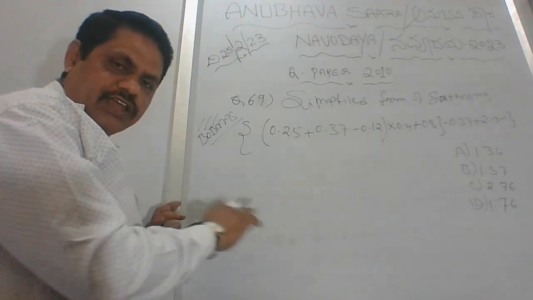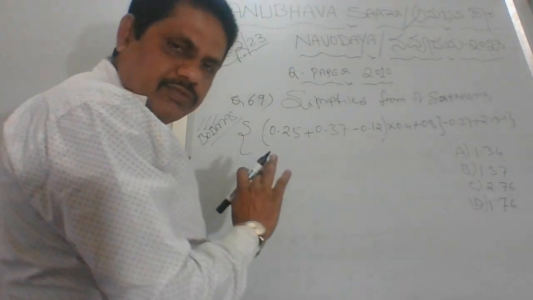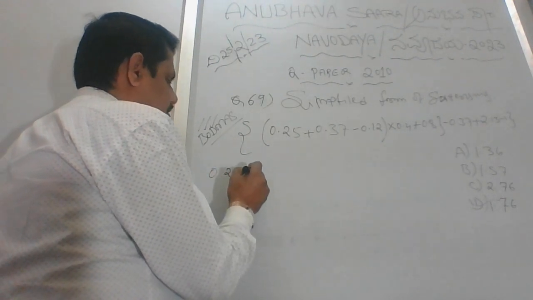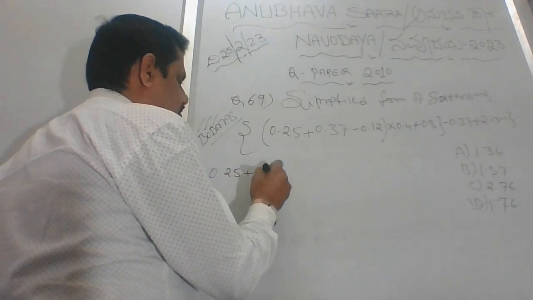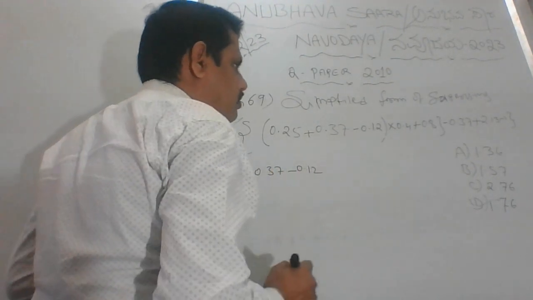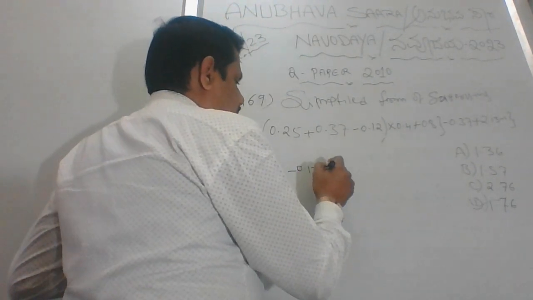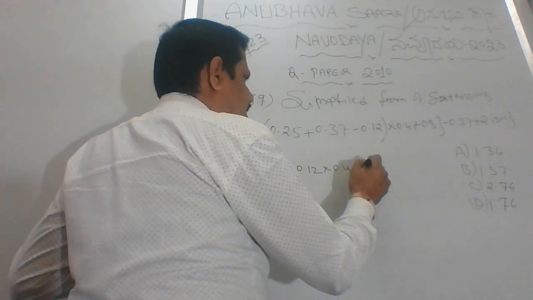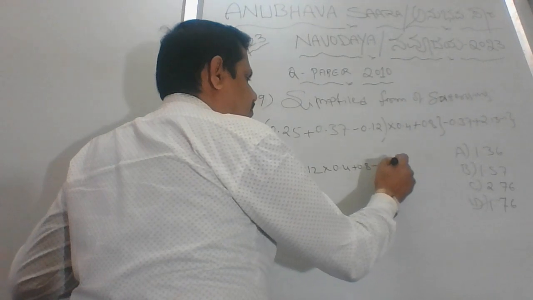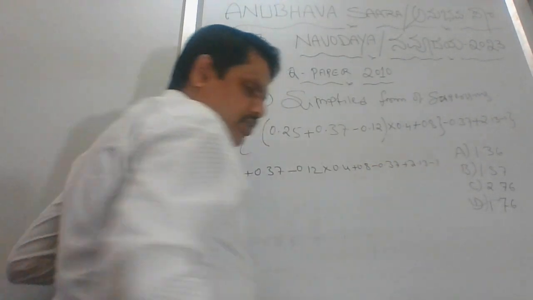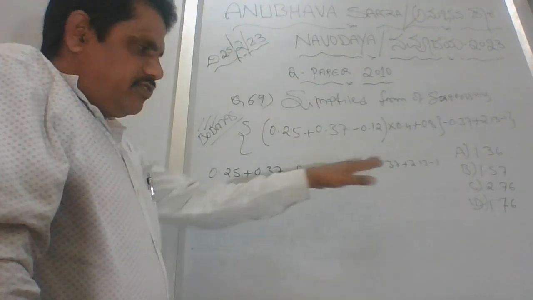What I'll do is I'll just write it, and while writing itself, I'll do the multiplication. 0.25 plus 0.37 minus 0.12 multiplied by 0.4 plus 0.8 minus 0.37 plus 2.13 minus 1. Okay. Now the step is very clear.